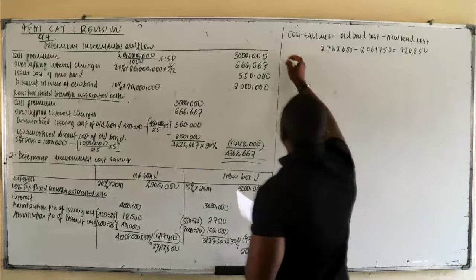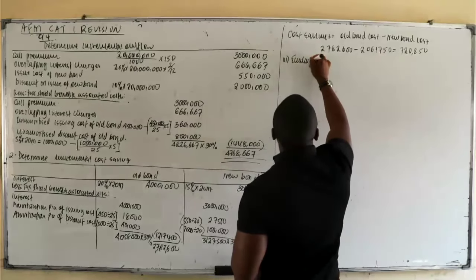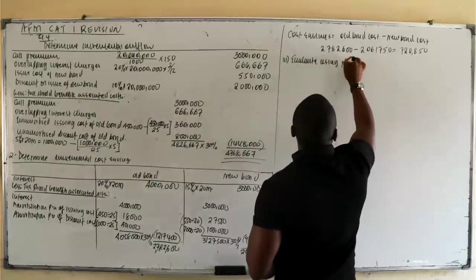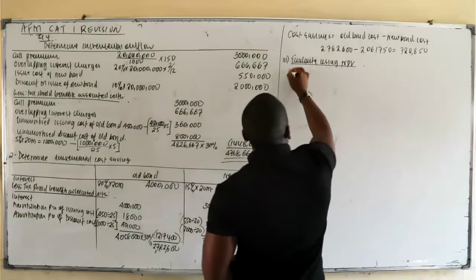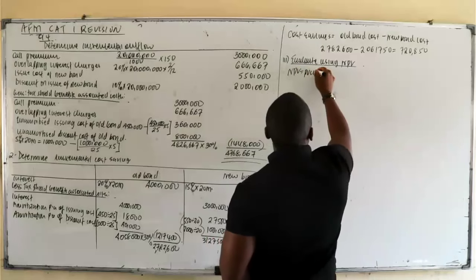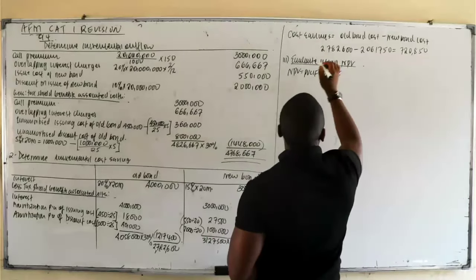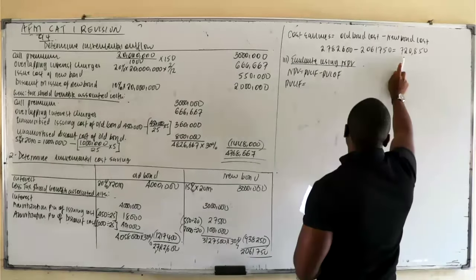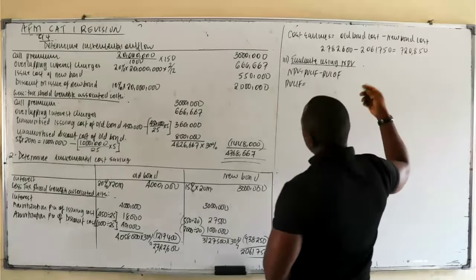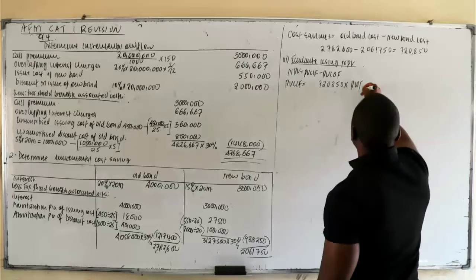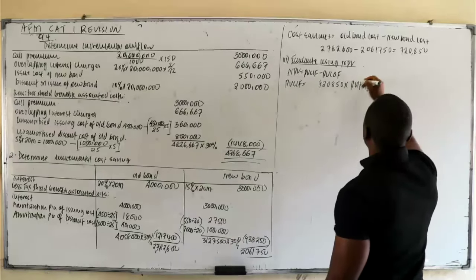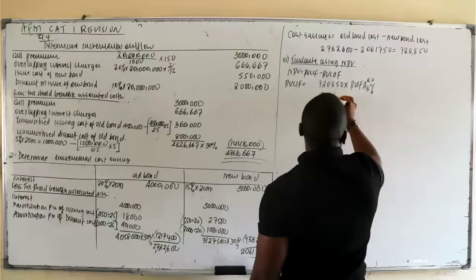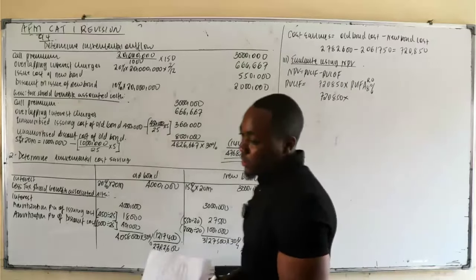So step number 3, we evaluate now using NPV. And NPV is the present value of cash inflow minus the present value of cash outflow. So to get the present value of cash inflow, this will be the cost saving. A cost saving is an incremental earning. So you'll be saving an amount of 728,850. Then you discount. How much is the cost of the debt? Present value interest factor of an annuity, 8% for 20 years.